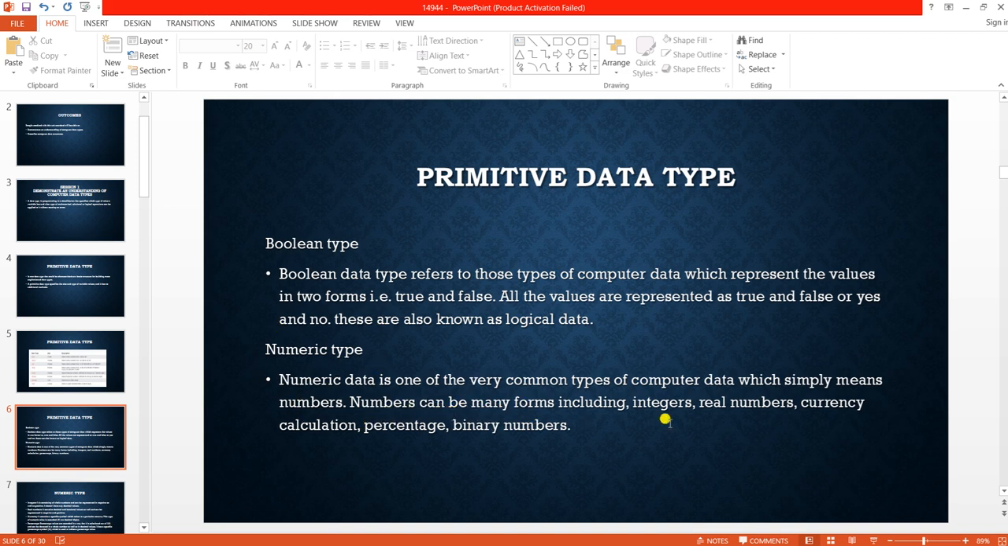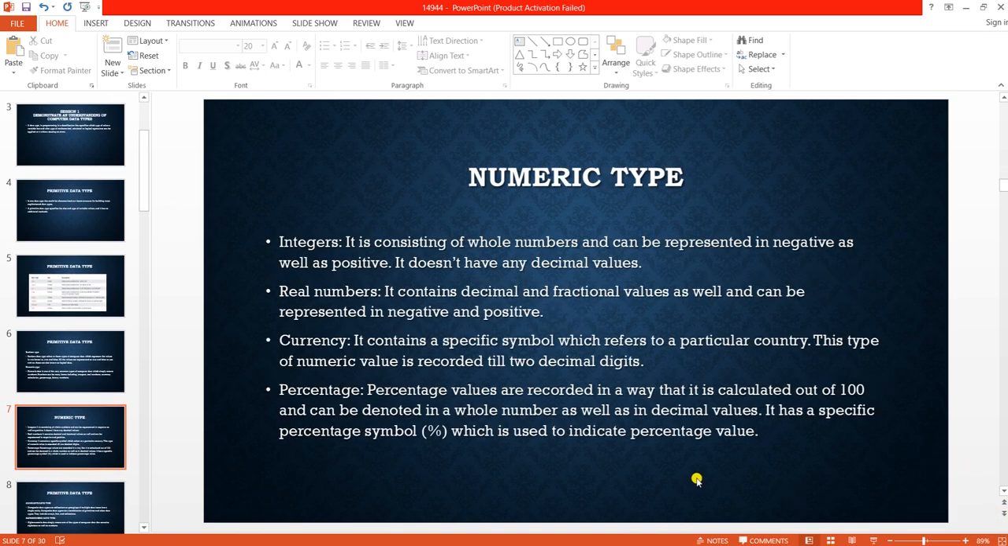Let's look into these many forms that they refer to. On the next slide, we look into the numeric data types. Looking at the first numeric data type, we've got the integers. It consists of whole numbers and can be represented in negative as well as positive. It doesn't contain any decimal values. Also the real numbers contain decimal and fractional values as well, and can be represented in negative and positive numbers.